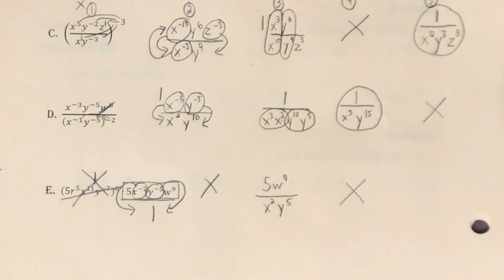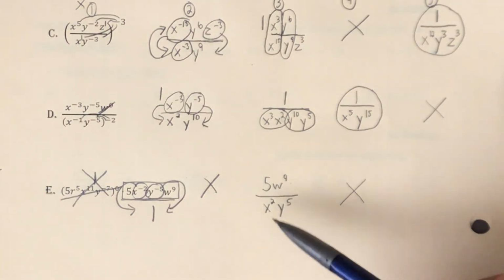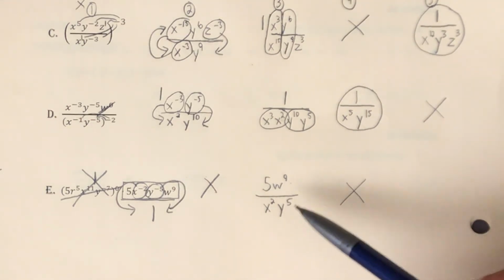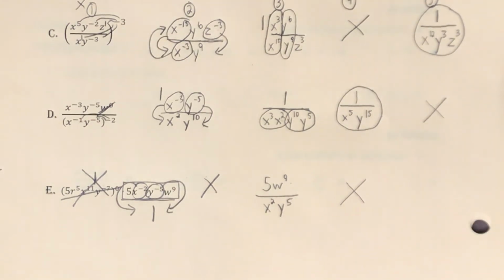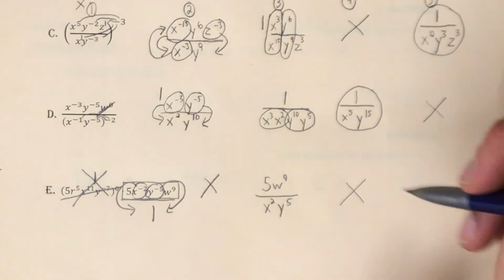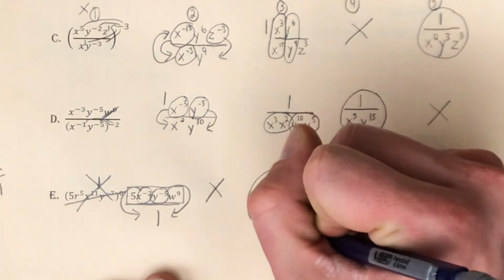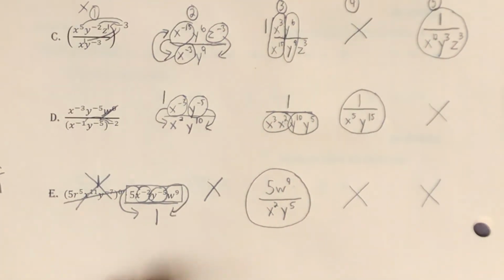Now I'm looking for the same base on the top and bottom with the letters, the variables. Well, I see on the top that I have w to the 9th, but no w on the bottom. On the bottom, I have x, but no x on the top, and y on the bottom, but no y on the top. So this rule's not taking place either. So that means that my final answer on this one is 5 w to the 9th over x squared y to the 5th.